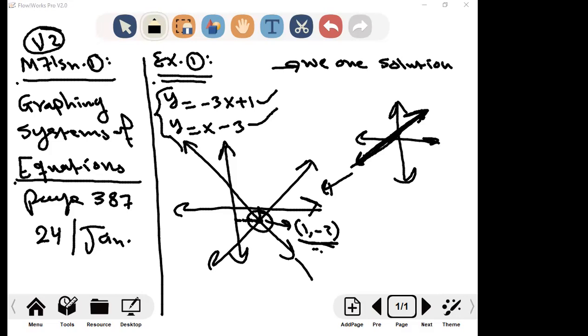Consistent, it has at least one solution. It can be one, it can be two. Independent if it has exactly one solution. Dependent if it has infinitely many solutions.